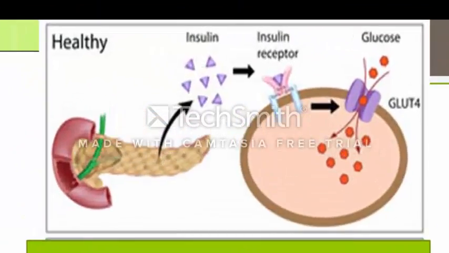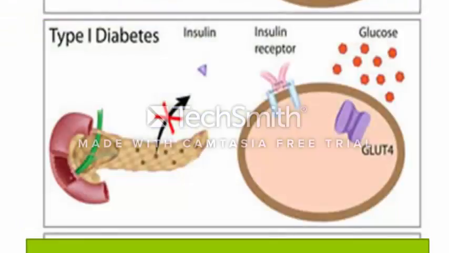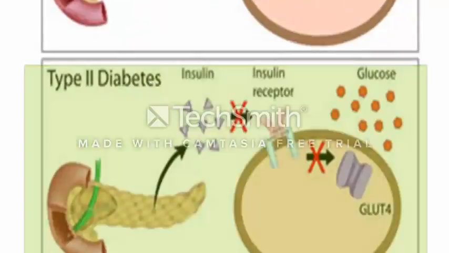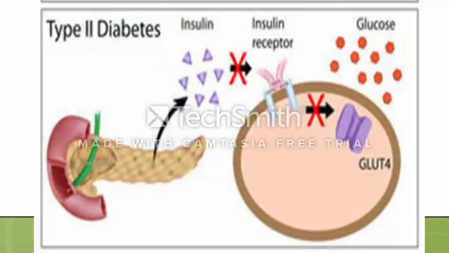We can see within a healthy pancreas, insulin is released and it binds to a cell membrane insulin receptor. This allows glucose uptake by the cell. Type 1 diabetes is where insulin is not produced by the pancreas. Therefore, there is no uptake of glucose by the cells, and as a result, glucose levels stay high within the blood. In type 2 diabetes, although insulin is produced by the pancreas, for various reasons it may not bind to insulin receptors on the cell membrane, and therefore glucose remains within the blood rather than being taken up by the cell.